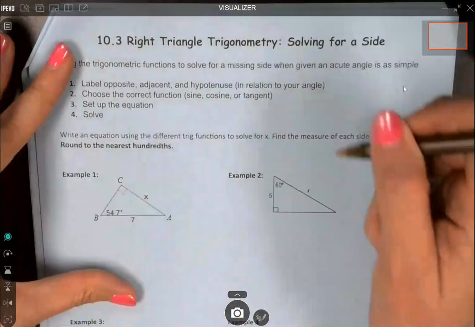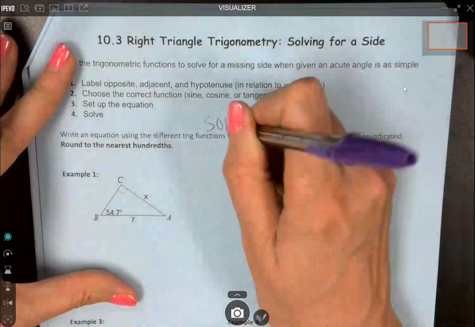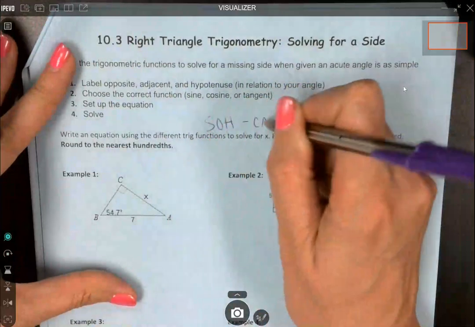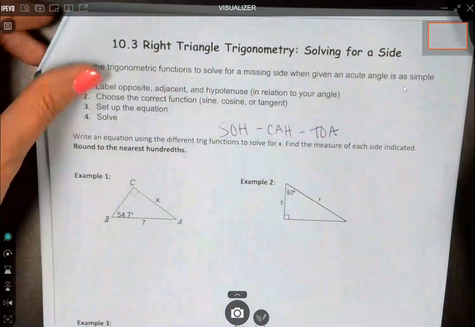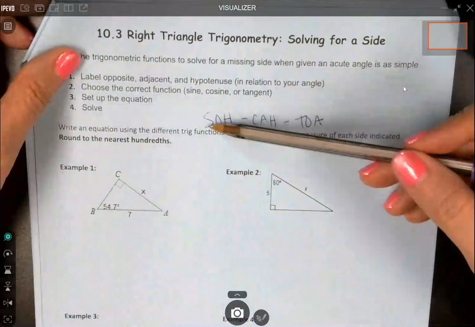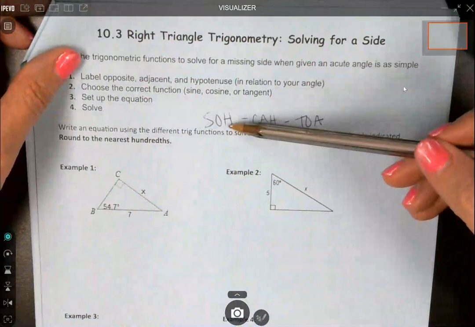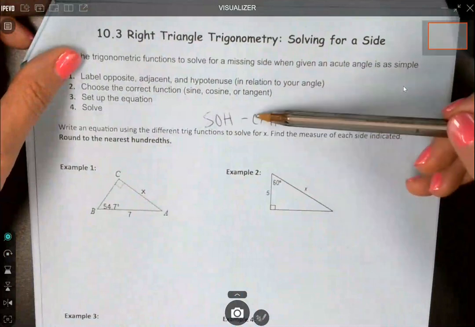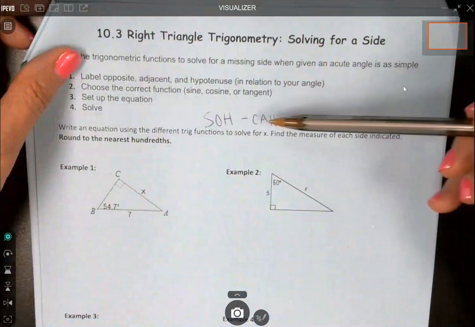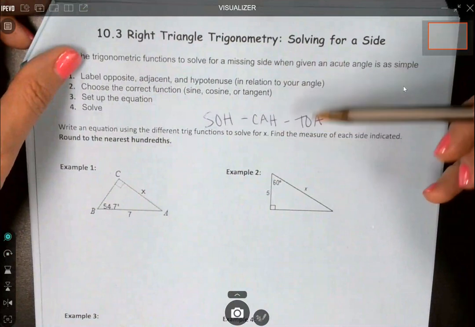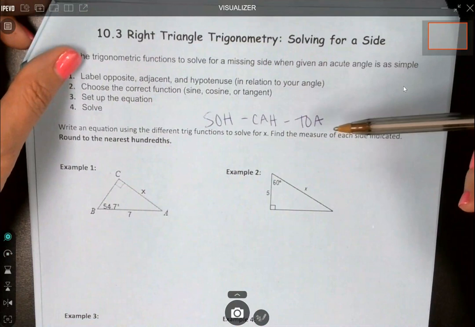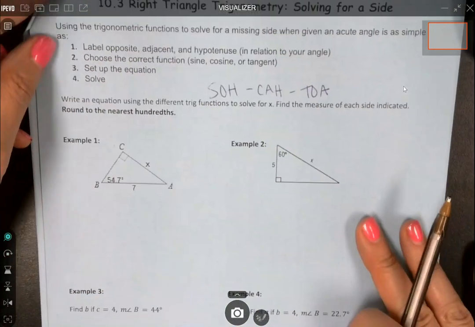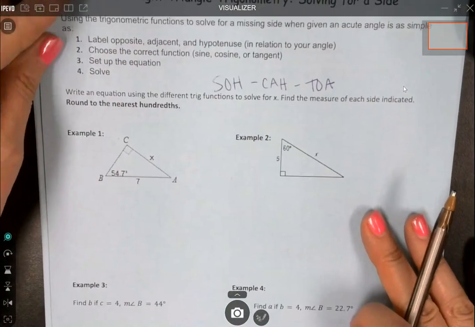If you remember our saying from last time, SOHCAHTOA, this is how we remember that the sine is the opposite side over the hypotenuse. The cosine of an angle is the adjacent side over the hypotenuse, and the tangent is opposite over adjacent. So we're going to label our triangle just like we did last time.